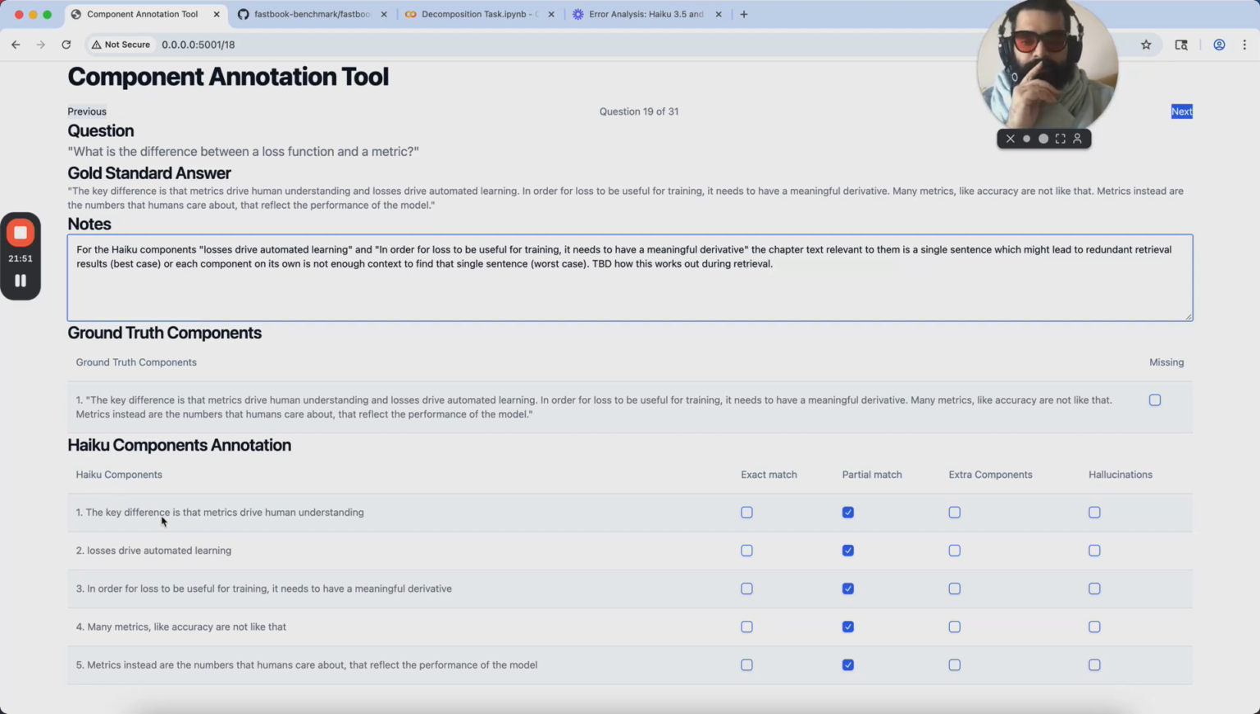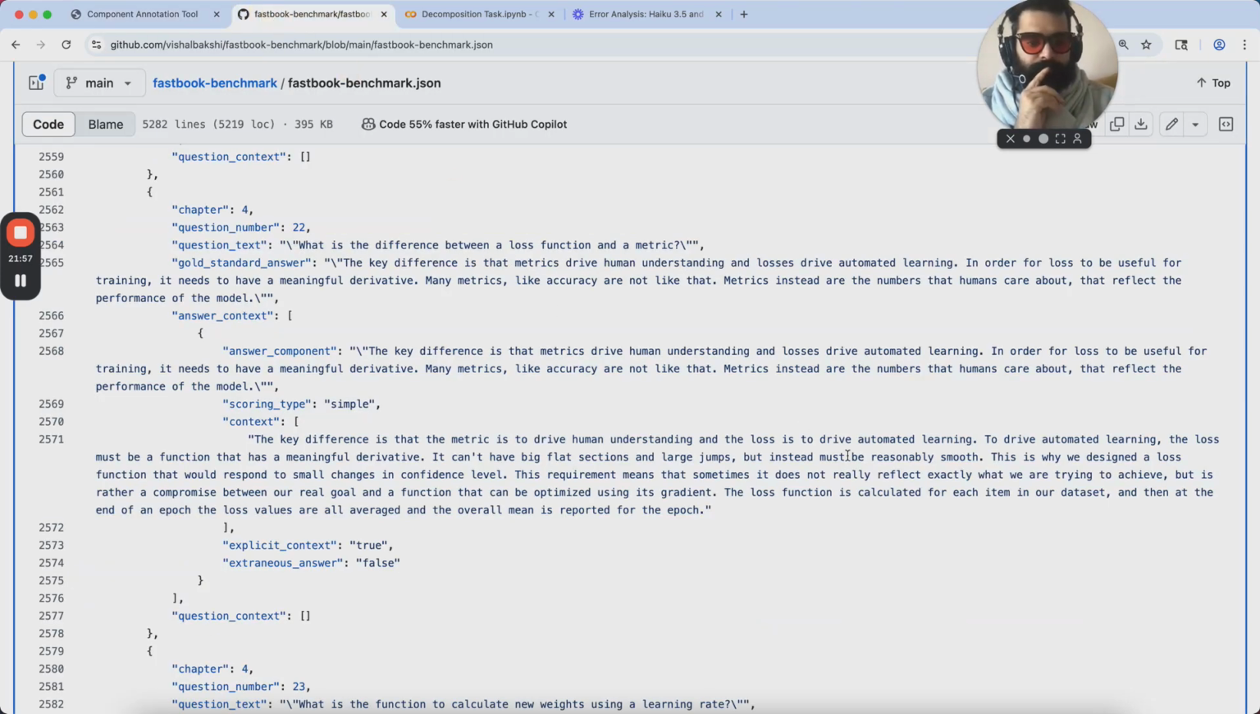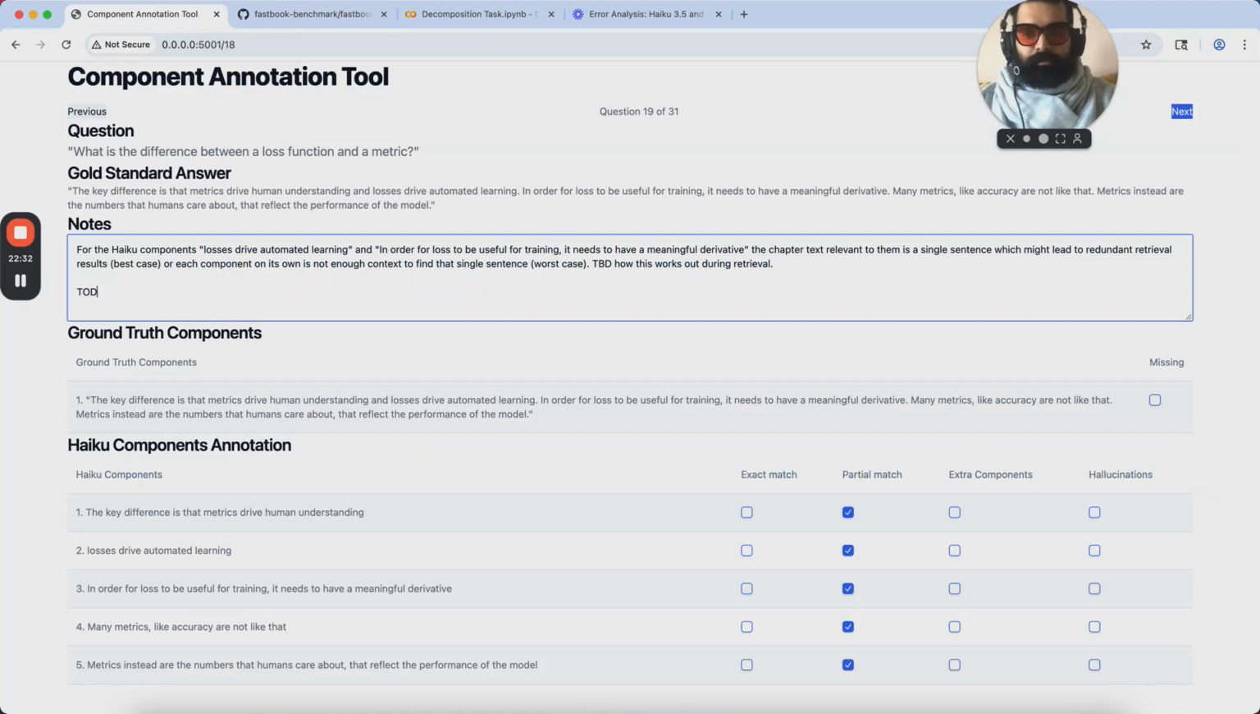So that's those two. Many metrics like accuracy are not like that. That really didn't factor in. Metrics are numbers that humans care about. That's a bit redundant. And let's see, reflect the performance of the model. Let's see. So I think that's a to-do.